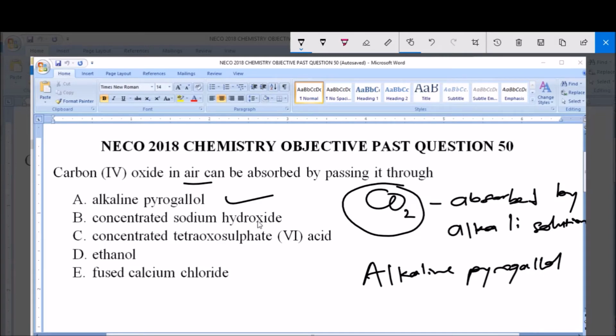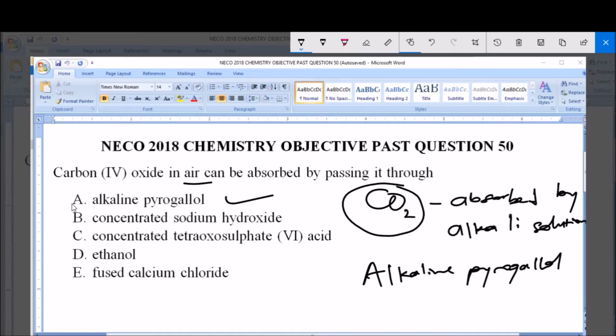Now you can see option B says concentrated sodium hydroxide. Yes, sodium hydroxide is capable of absorbing CO2, but it is not capable of absorbing CO2 from the air as well as alkaline pyrogallol. Alkaline pyrogallol is the most suitable for absorbing carbon(IV) oxide, which is CO2, from the air.